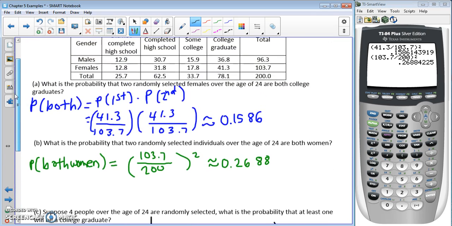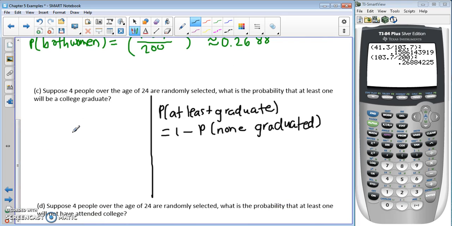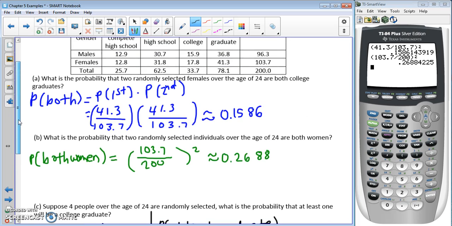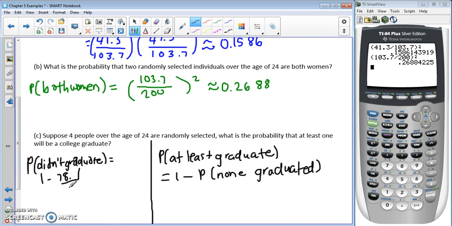Well, let's look back at our table here. We don't have none graduated. We have just a couple of other things here. So we need the probability that they did not graduate. To figure that out, I can do 1 minus the probability that they did. They did graduate, so there's our graduate: 78.1 out of 200. So I'm going to do 200 minus 78.1. So this is 121.9 out of 200.